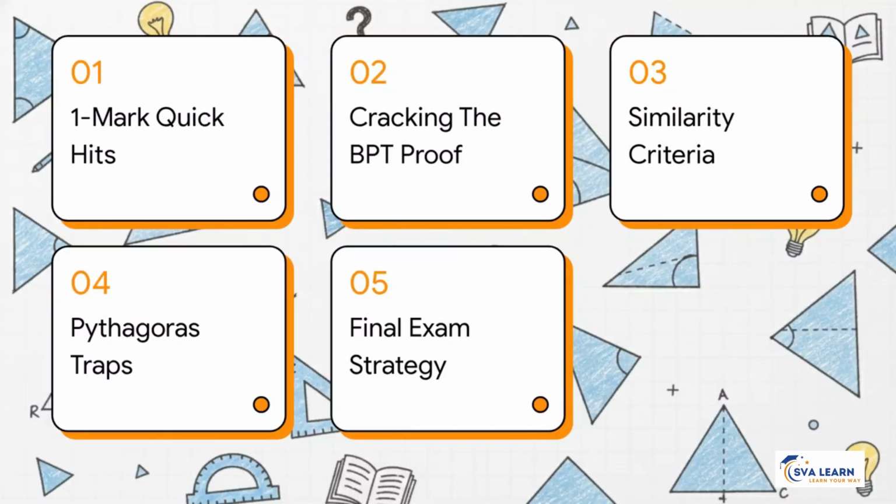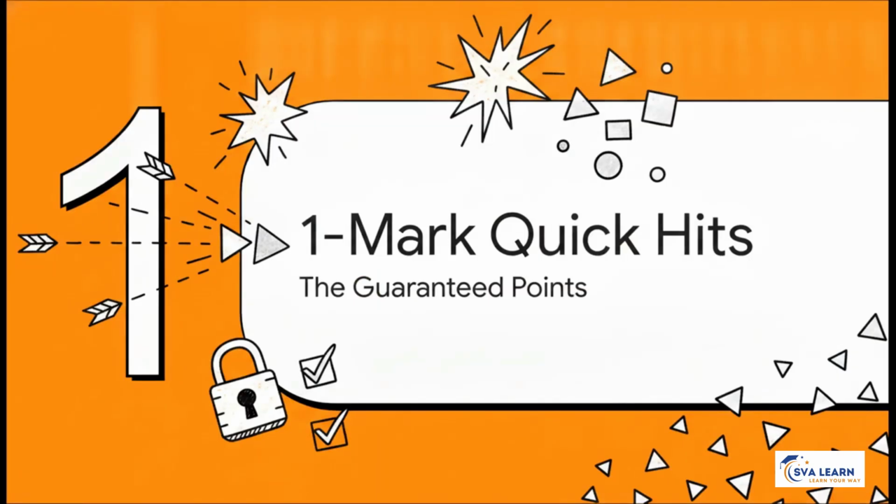Here is our official evaluator's blueprint for today. We'll quickly run through. Section 1, securing 1-mark quick hits. Then, Section 2, cracking the BPT proof. Section 3, scoring similarity criteria. Section 4, Pythagoras application traps. And we'll wrap up with Section 5, the final exam master strategy. Let's do this. Kicking things off with Section 1, securing 1-mark quick hits.